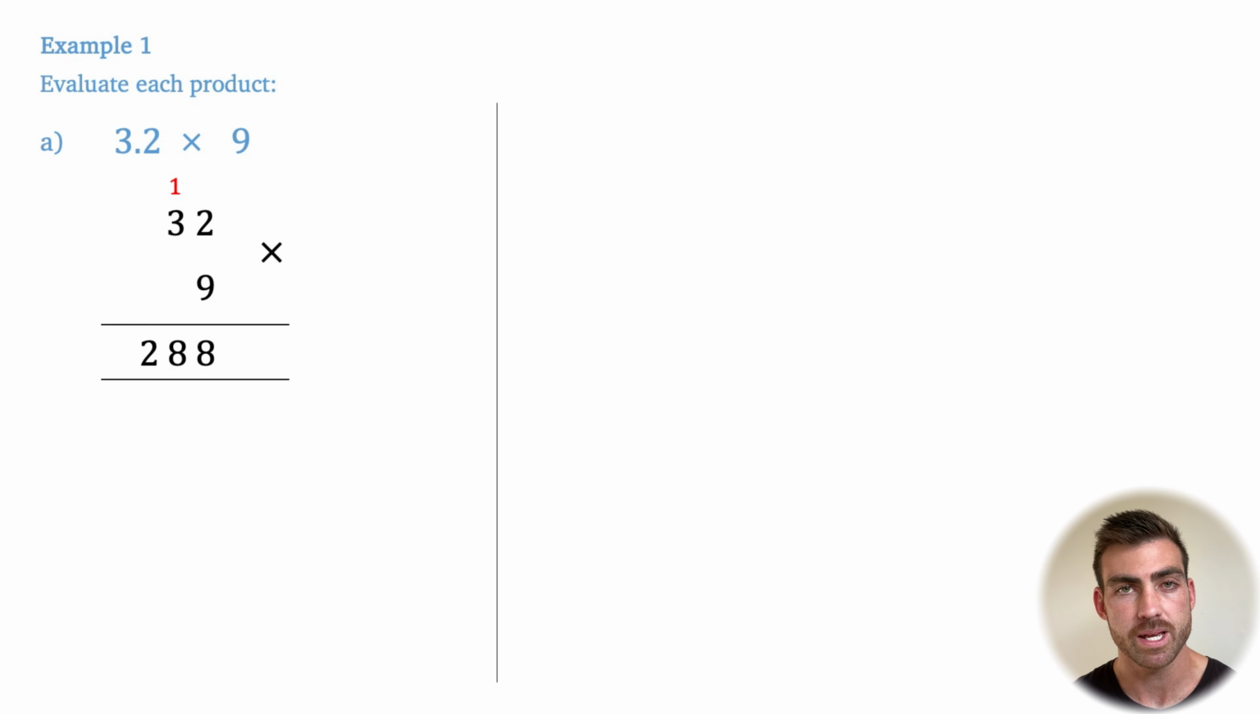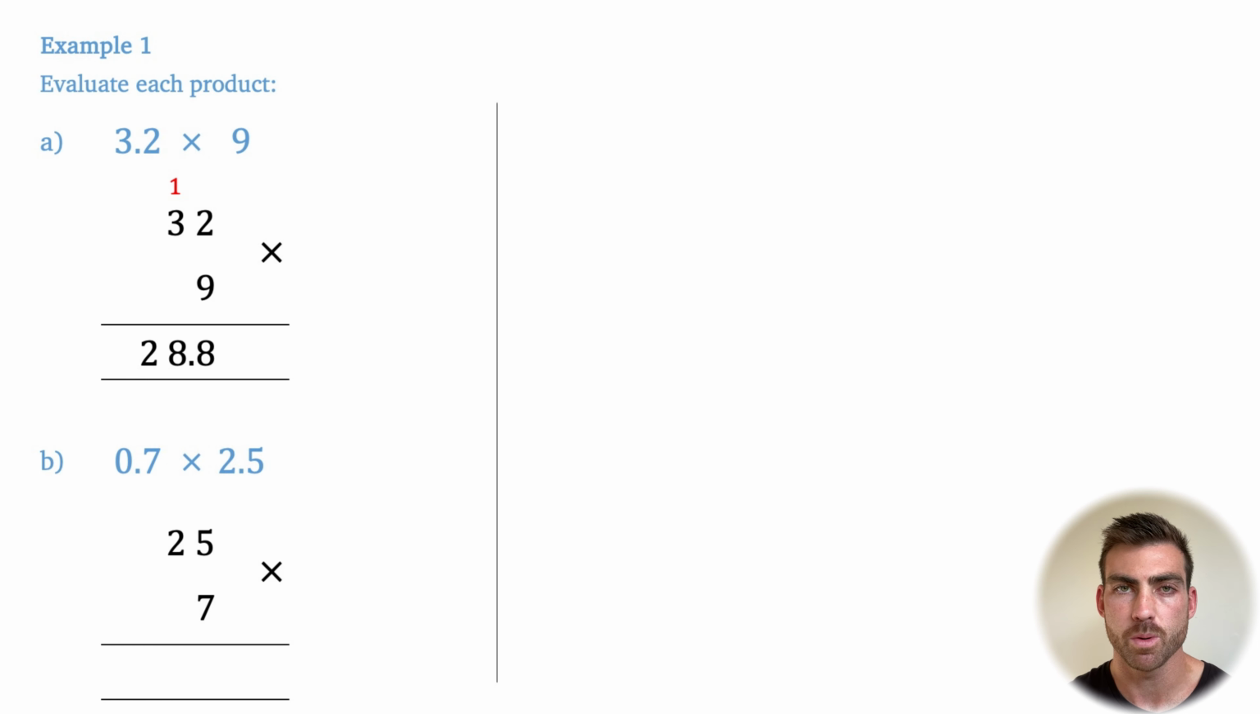Now our final step, adding the decimal point into the correct location, using the fact that the total number of decimal places in the question will be the exact same for the answer. Since the question has a total of 1 decimal place, the answer should also have 1 decimal place, giving us an answer of 28.8. In example B, our first step is to set up the question without the decimal point.